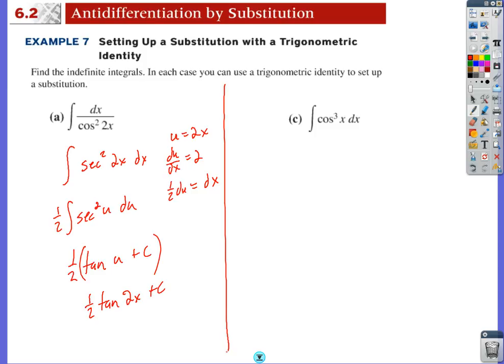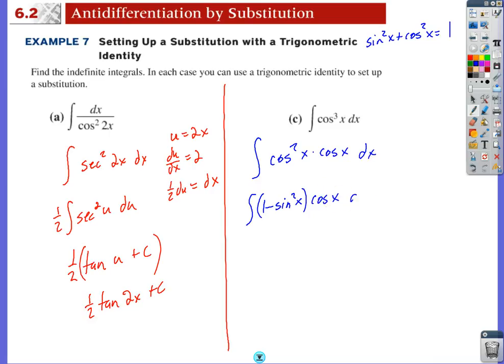The next part is part B, where I need to worry about the integral of cosine cubed x. Oh my gosh, cosine cubed. So now we're going to be a little tricky. I can rewrite this as cosine squared x times cosine x dx. And you should know from last year that sine squared x plus cosine squared x is equal to 1. So I can replace my cosine squared x with 1 minus sine squared x, times cosine x dx.